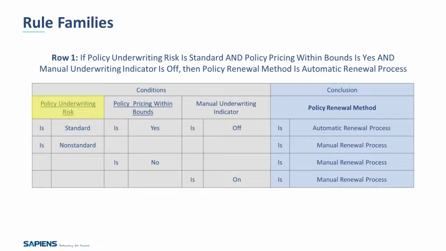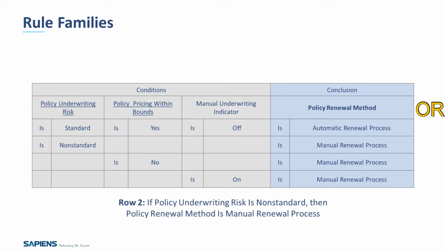If policy underwriting risk is standard and policy pricing within bounds is yes, and manual underwriting indicator is off, then policy renewal method is automatic renewal process. Or, if policy underwriting risk is non-standard, then policy renewal method is manual renewal process.